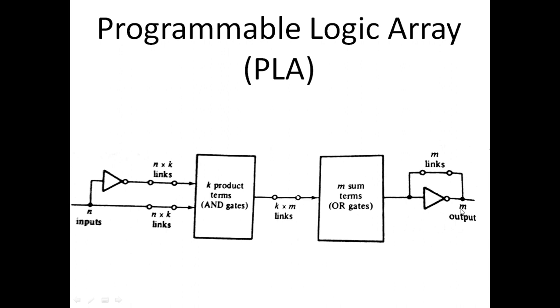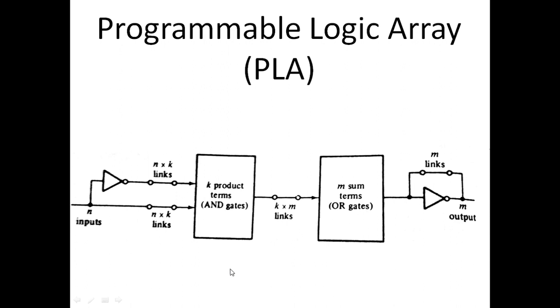And for the outputs, if there are m outputs, then there are m fuses which can be used to make the final output either complemented or in normal form. So there are three groups of fuses. One group is for the inputs, one group is between the product terms and the sum terms, and one group is for the outputs.